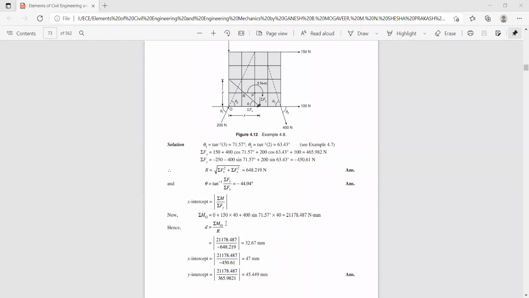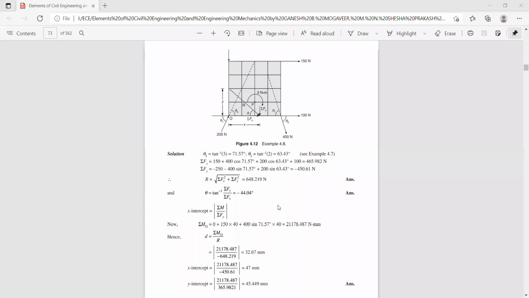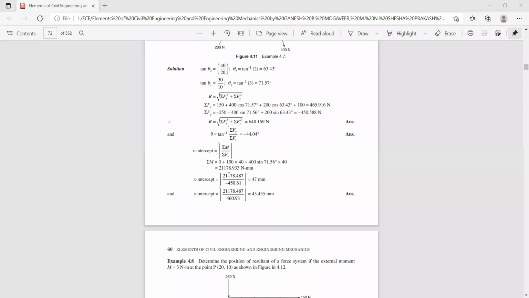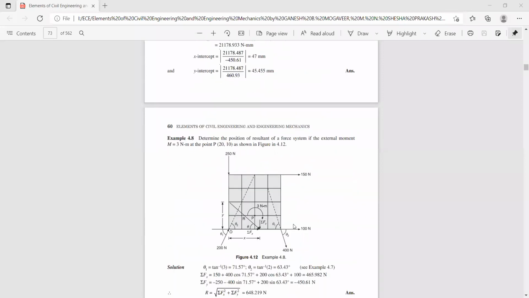You can see here, and here he has made a mistake. In the textbook itself, he has made a mistake. He has not considered that moment here, 3 Newton meter. It should have been taken here. The same value is 1178. So there will be some printing mistake in the textbook, so don't worry about it.